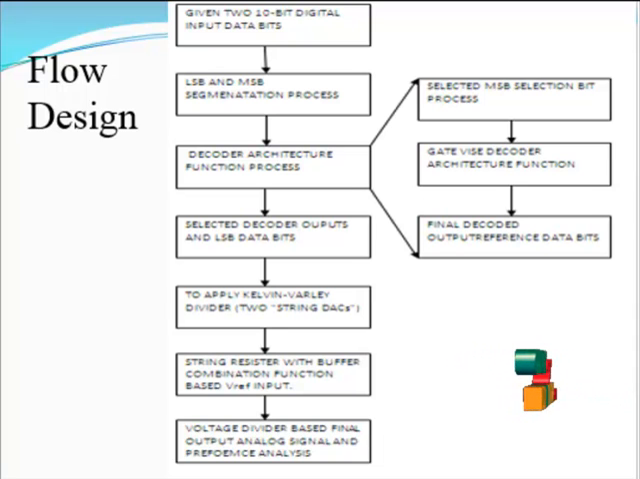In the DAC process we can apply the Kelvin voltage divider. In the divider we consider two types of string process: the RDAC and the string DAC process. We consider two types of string, so two times we get the two string DACs. In one process we complete the RDAC, and after that we get the string DAC process. In the string process we apply an algorithm to the given voltage dividers.